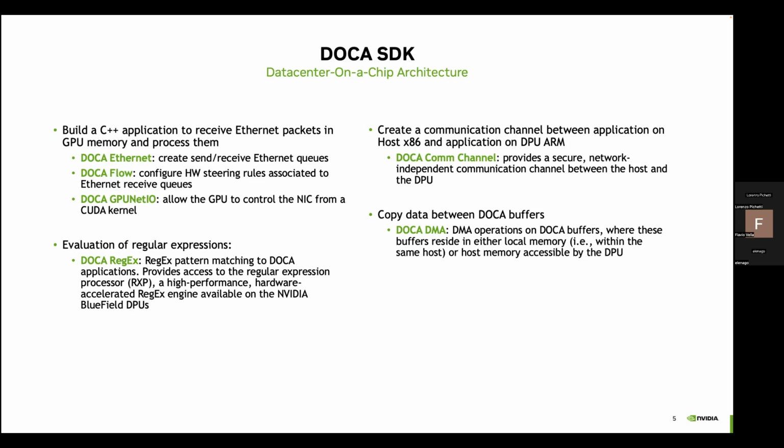Or, for example, another very nice type of context. You have two applications, one running on the DPU ARM cores, and another one running on a host x86 cores. And you want to establish a communication channel between the two applications because they need to exchange information, data, whatever. In this context, you can use DOCA communication channel to establish a communication channel between the two applications and exchange data. Or maybe you want to copy some memory residing on the x86 and move it to the DPU or vice versa, then you can use DOCA DMA to do that.